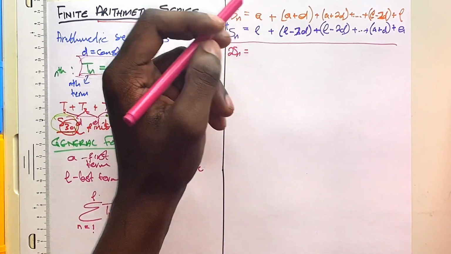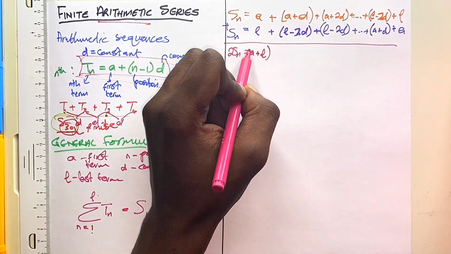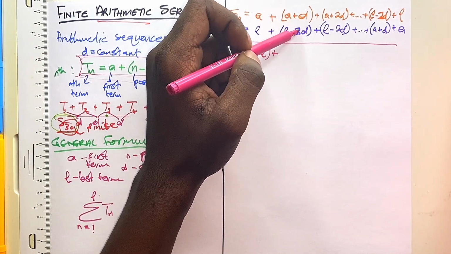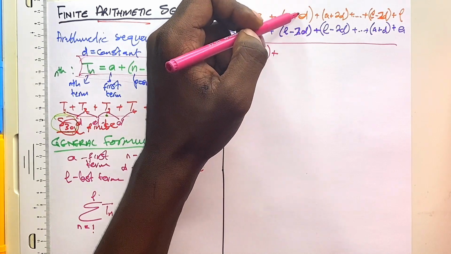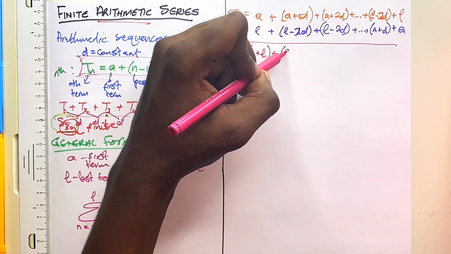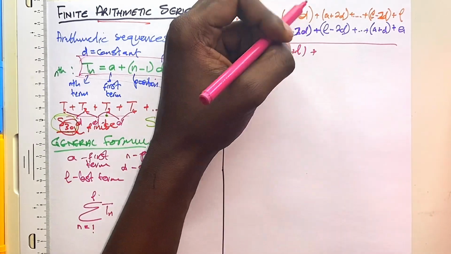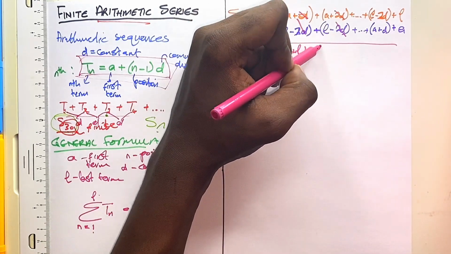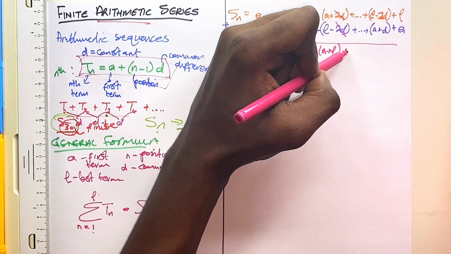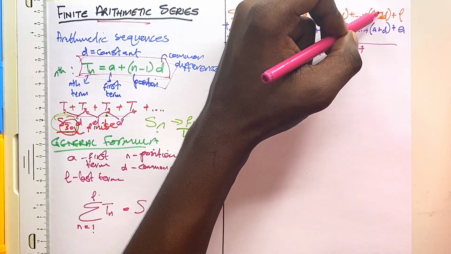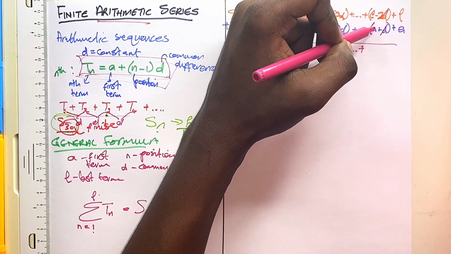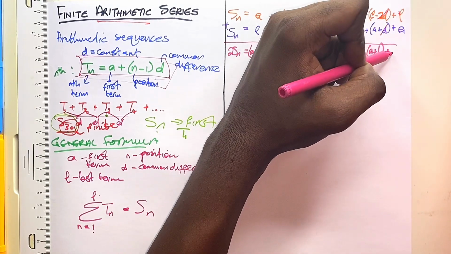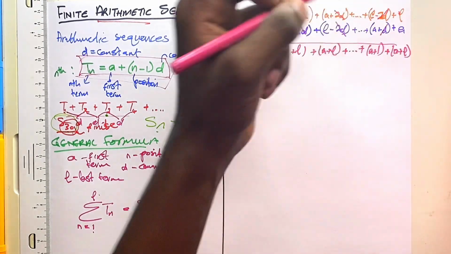2Sn. Now A plus L, our first term plus our last term, will give you A plus L. Now A plus D plus L minus 1D. Now this D will subtract this one, and we are left with A plus L plus 2D minus 2D. They cancel each other, and then you'll be left with A plus L until you go forward until you reach D minus D, until you are left with A plus L. Our last terms there will be A plus L.